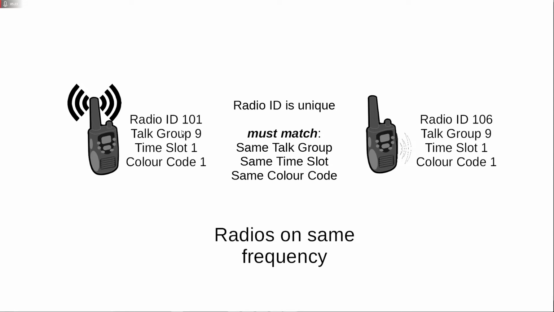But if you want to talk to another amateur, you should both be on the same talk group, you should both be on the same time slot, and you should both be on the same color code. Having said that, we can pretty much ignore color code because color code 1 is used for all settings, at least in Scotland. A little bit on time slots.